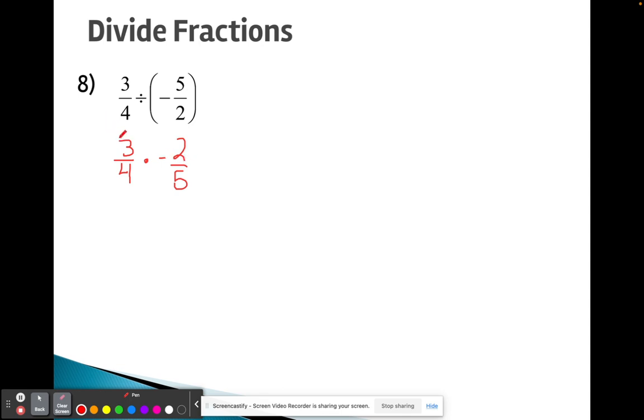Simplify before you multiply. 3 and 4, nope. 2 and 5, nope. 3 and 5, can't simplify that either. How about 2 and 4? Yep, I can divide those both by 2. Now just multiply straight across. A positive times a negative will give me a negative. 3 times 1, 3. 2 times 5, 10. Negative 3/10.